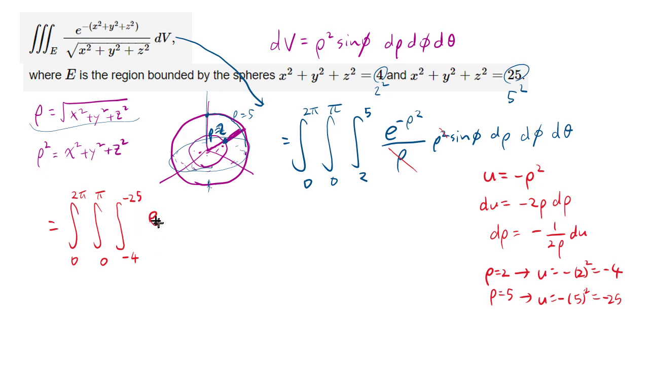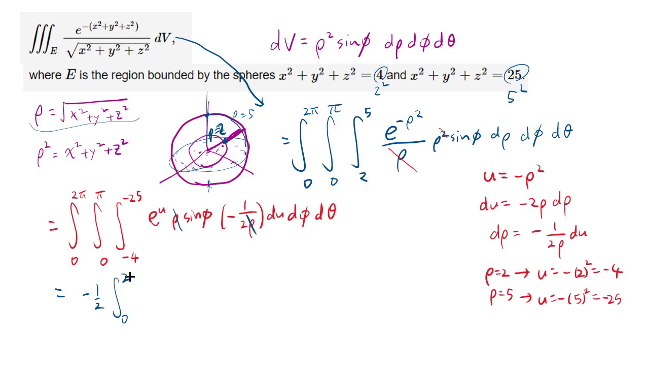e to the u, and there's a rho which I don't know what to do, sine phi. This rho went away, so I'm only rewriting negative rho squared as u. But then d rho is negative 1 over 2 rho du, d phi d theta. And rho now cancels. And there's a minus 1/2, which can be brought outside. So let's just bring it outside and continue the integral.